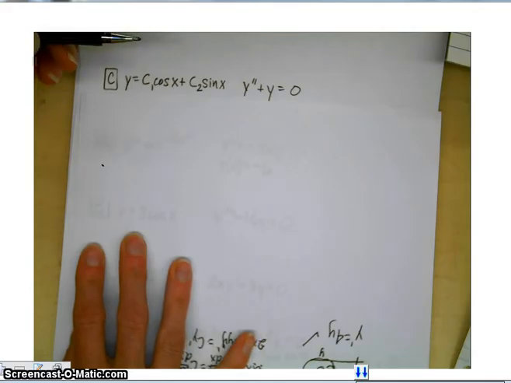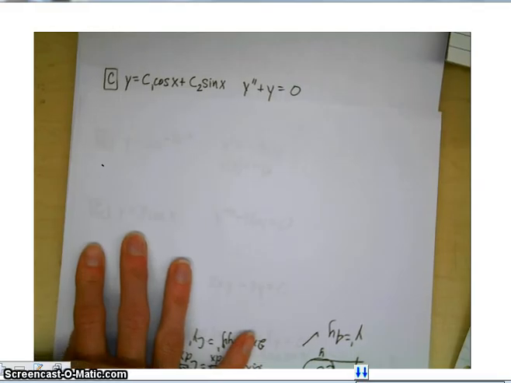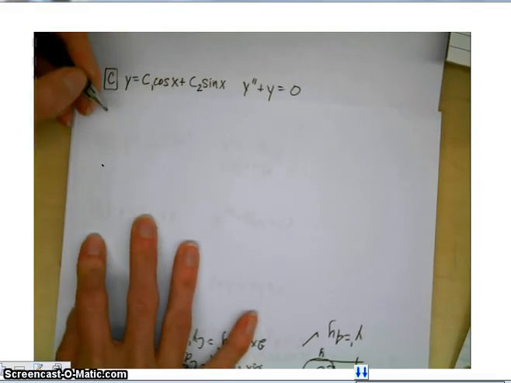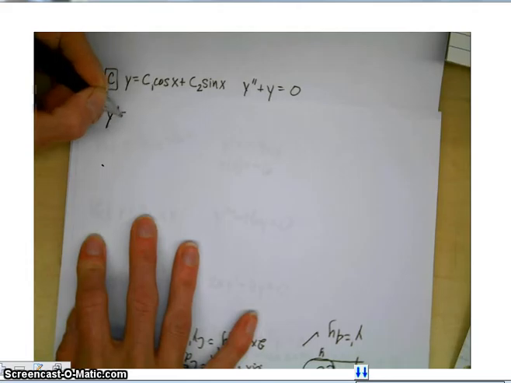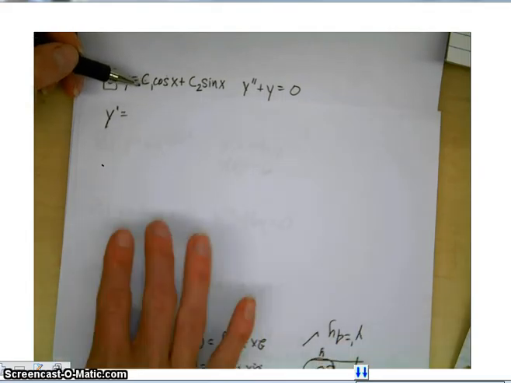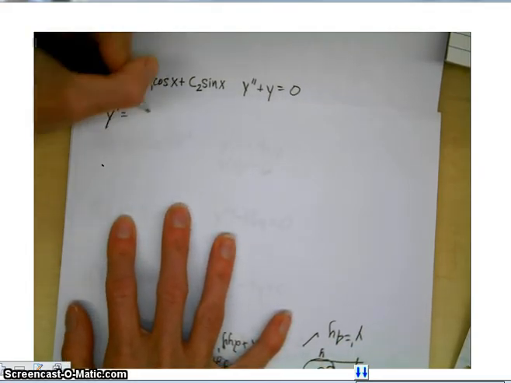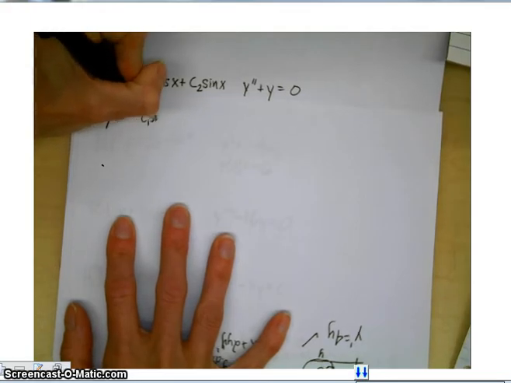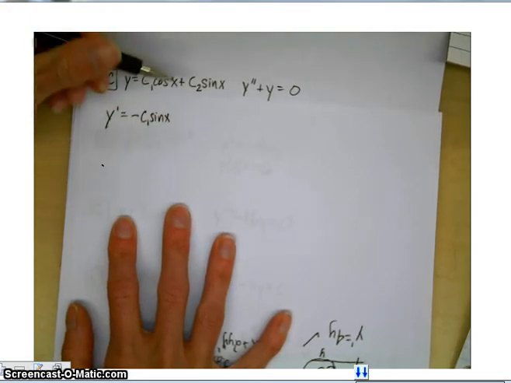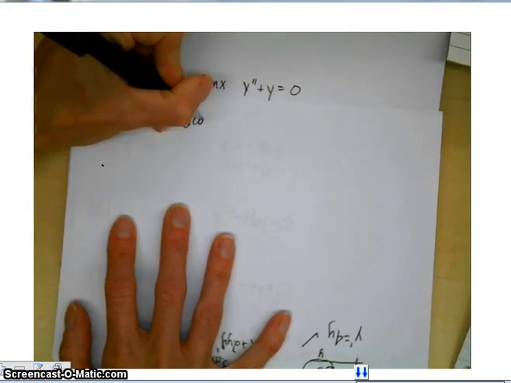Okay, now what do I notice over here that's different? I notice this has a y double prime. Okay, well, let's see what happens. Let's just take the derivative of this. So the derivative of y is y prime. And the derivative of c1 cosine x, c1 is a number like 7. Okay, so c1 is just called constant number 1. So the derivative of a number times cosine of x, the derivative of cosine is negative sine, would be negative c1 sine of x. Okay, now the derivative of c2 sine of x is positive c2 cosine of x.